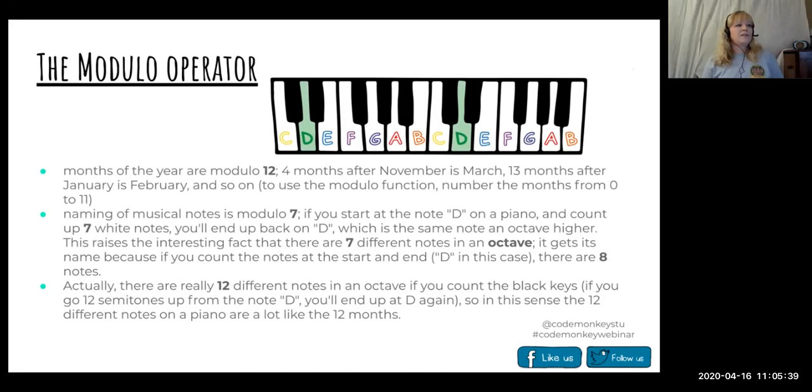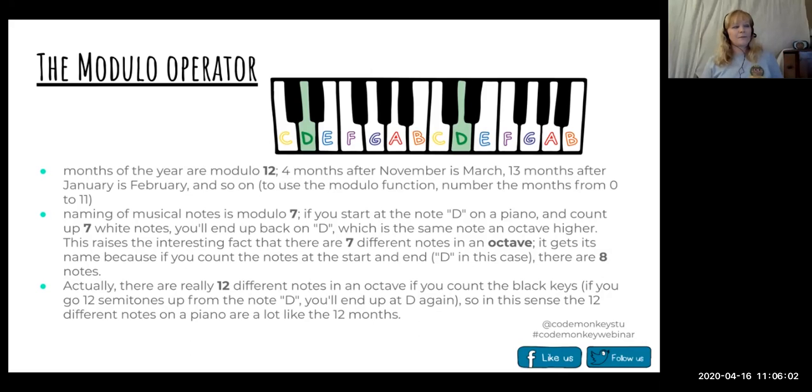So what am I talking about? Circular reference. The months of the year are modulo 12. Four months after November is going to be March, 13 months after January is February, and so on. It's circular, right? Same thing with a clock. It is also going to be circular.